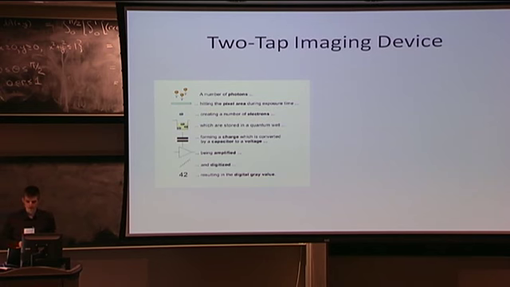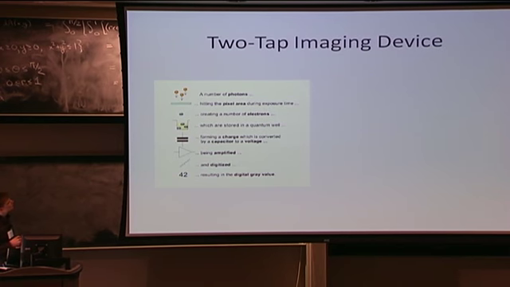Now I would like to explain how such a sensor, which is able to measure the correlation function, is implemented. And for that, I would like to recall how a conventional 2D imaging sensor works. This is visualized here.